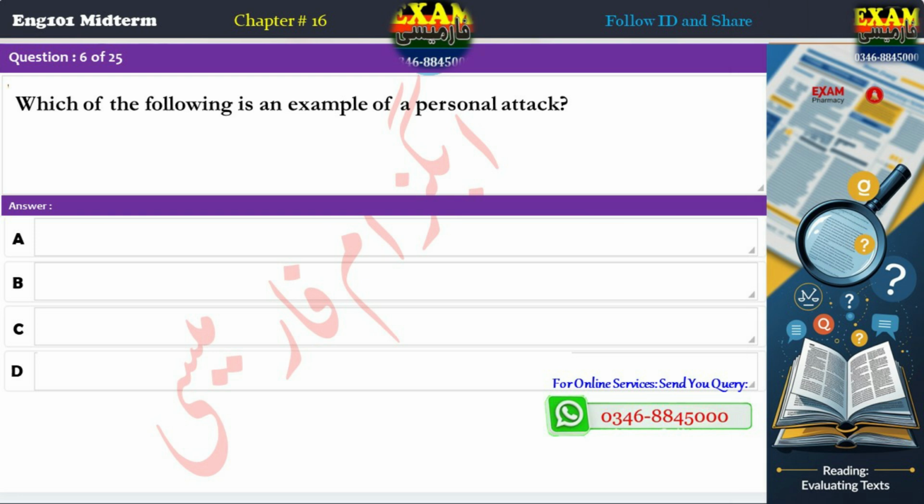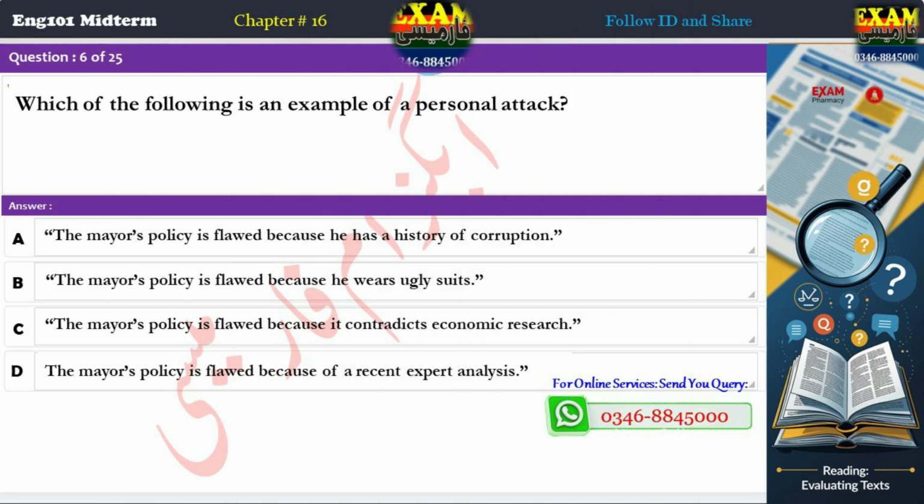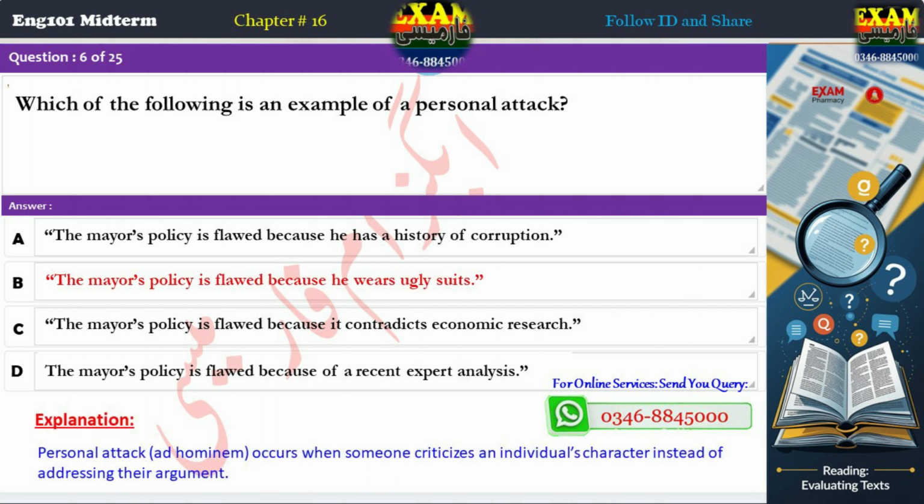Question 6. Which of the following is an example of a personal attack? A. The mayor's policy is flawed because he has a history of corruption. B. The mayor's policy is flawed because he wears ugly suits. C. The mayor's policy is flawed because it contradicts economic research. D. The mayor's policy is flawed because of a recent expert analysis. Correct answer: B. The mayor's policy is flawed because he wears ugly suits. Explanation: Personal attack, or ad hominem, occurs when someone criticizes an individual's character instead of addressing their argument.